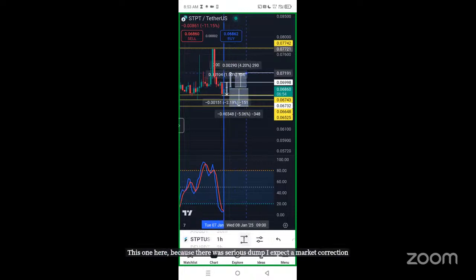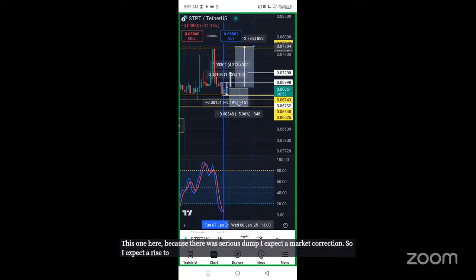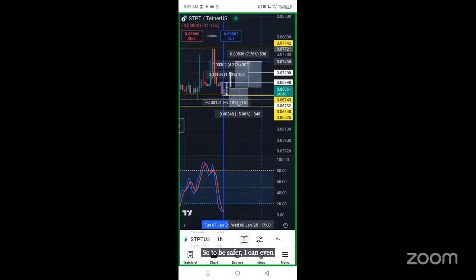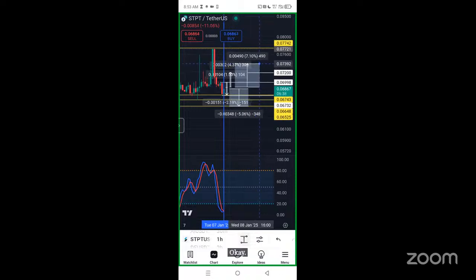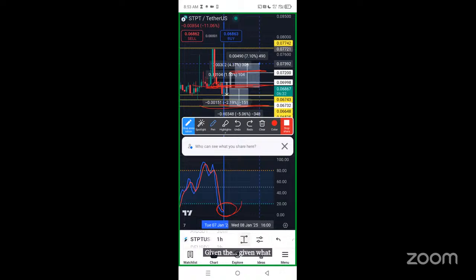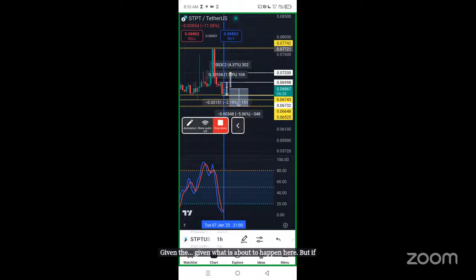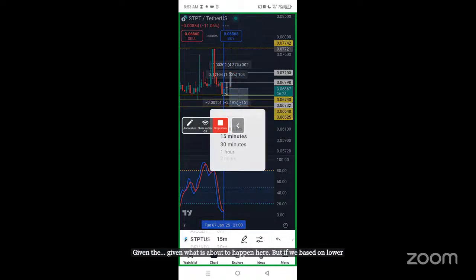So I expect a rise to about 50% of this distance. To be safer, I can even take 3/4 or even half, because the percentage is big. I don't want to be greedy. From any point that you make entry from, you'll take somewhere midway. That is if you're basing on the same time frame, given what is about to happen here. But if you base on lower time frame, that is what we are supposed to do.